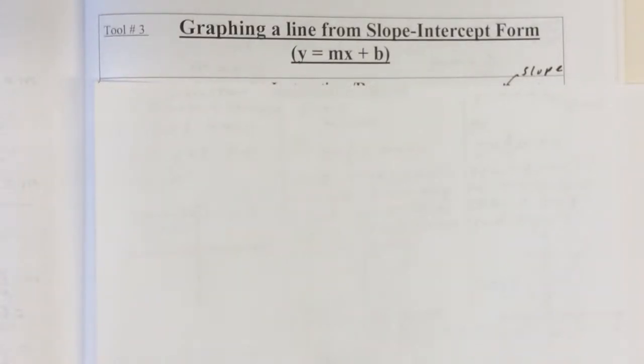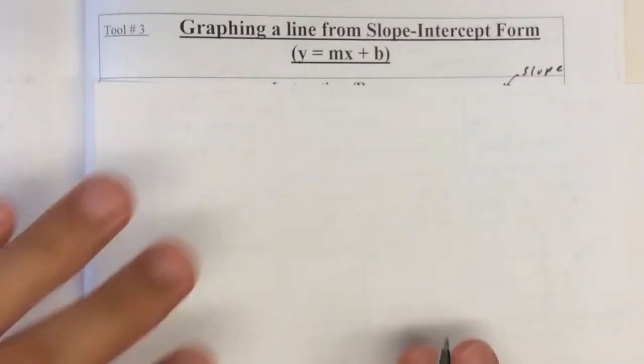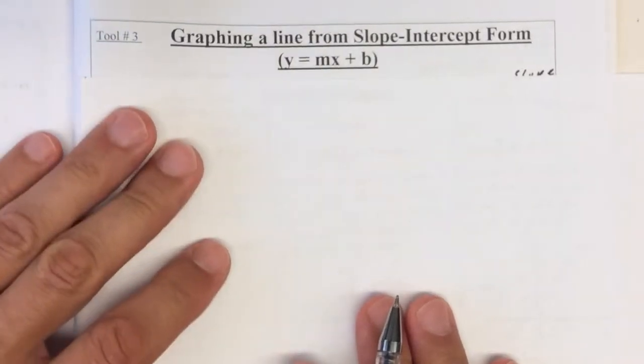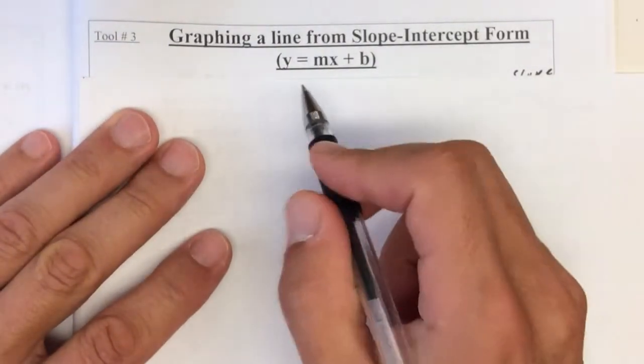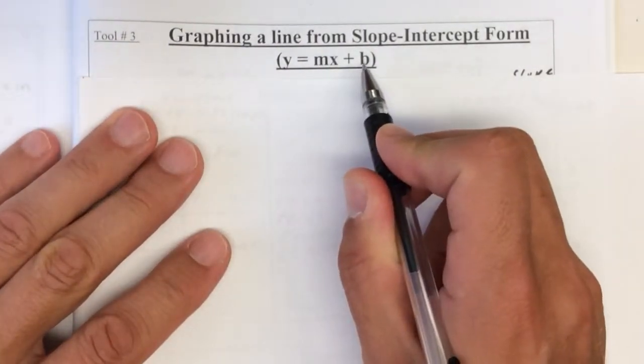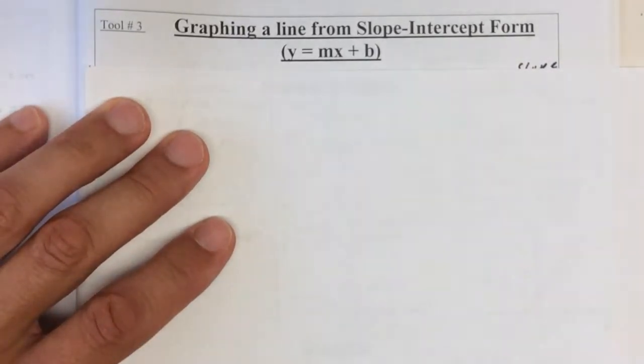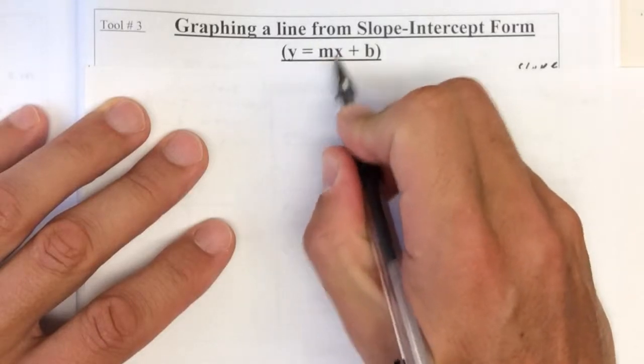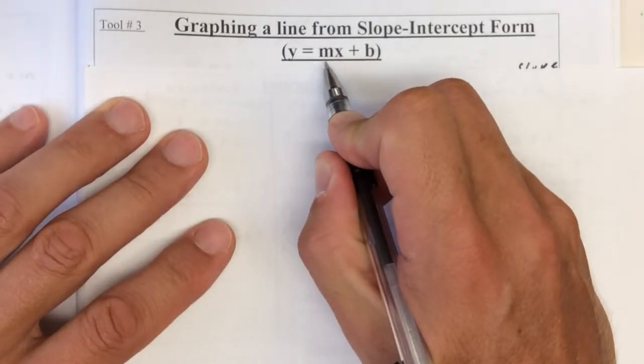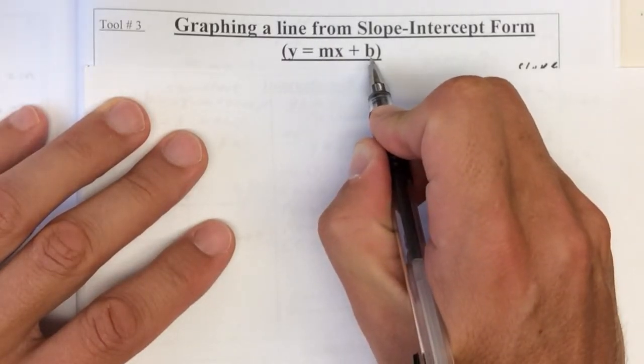Okay, we're going to look at graphing a line from slope-intercept form now. Okay, so we've discussed slope. Now we have to look at this form. So y equals mx plus b is called slope-intercept form. And the m in this case refers to the slope. The b refers to the y-intercept.